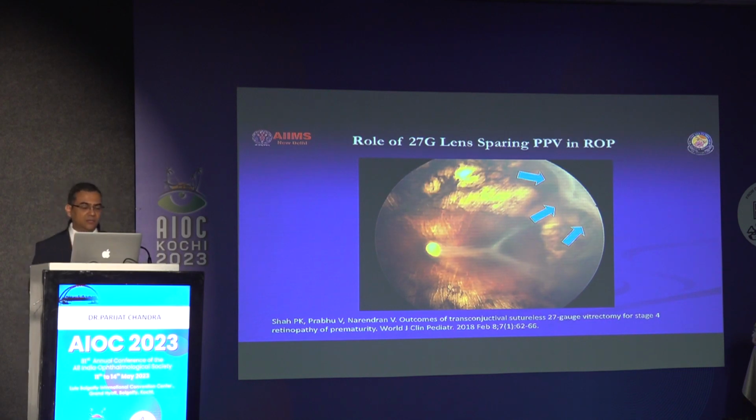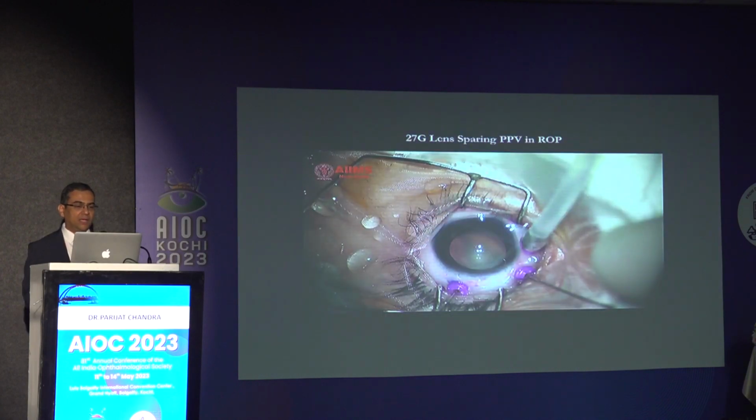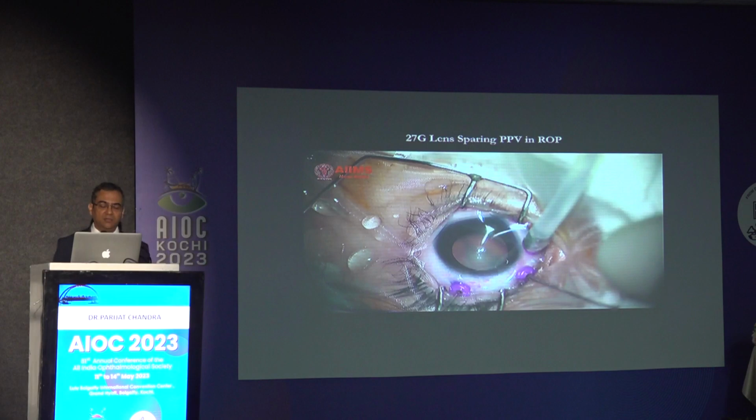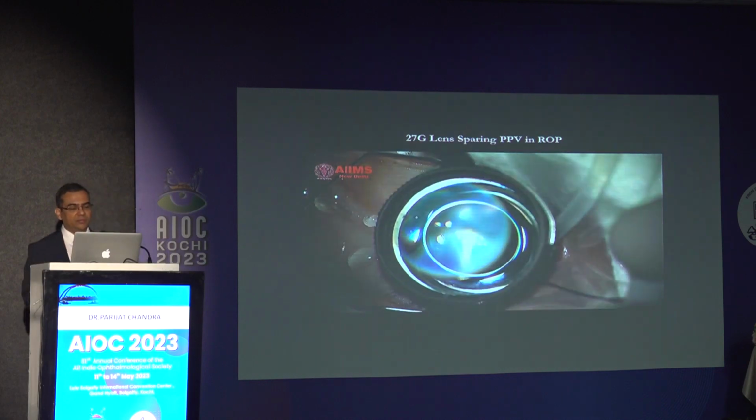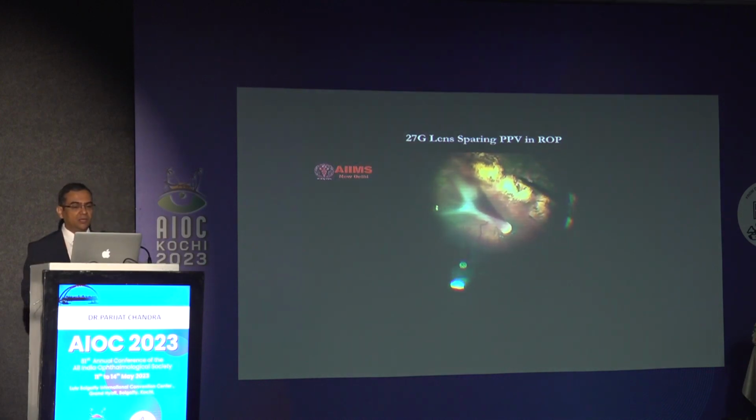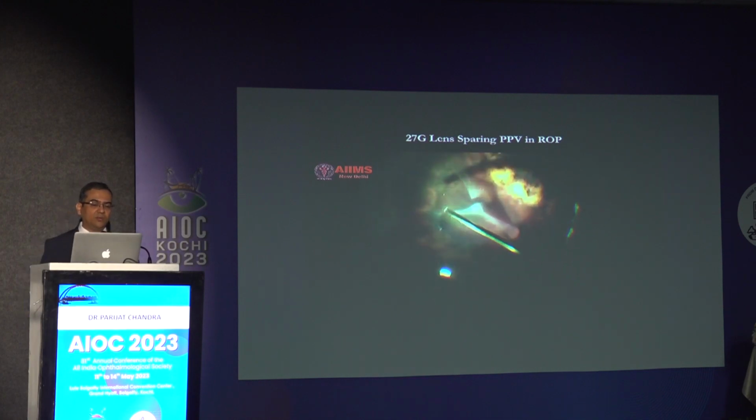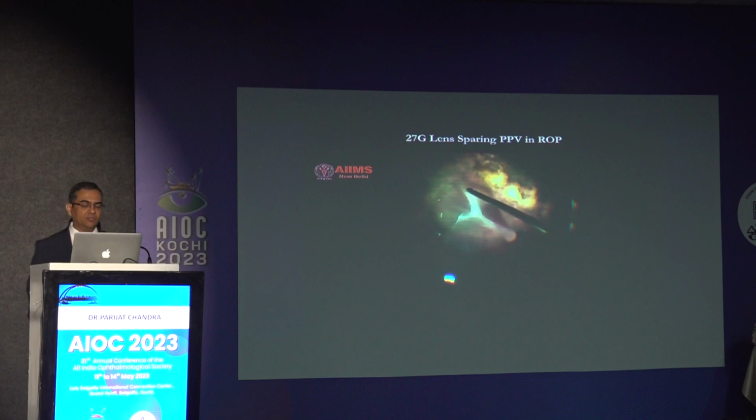You might want to look up his article from the Arvind group, how they like to do so much of 27G. And this is just to show you 27G vitrectomy being done here, and so this is just again the same traction is being relieved, and so not much manipulation is required with 27G if you just want to deal with something very small at the posterior pole.